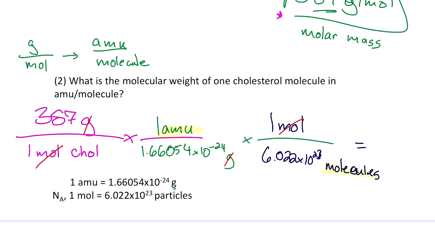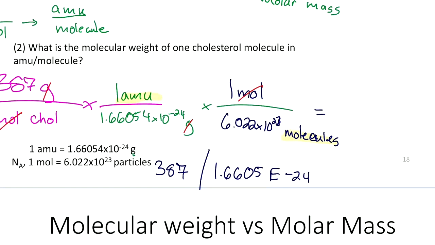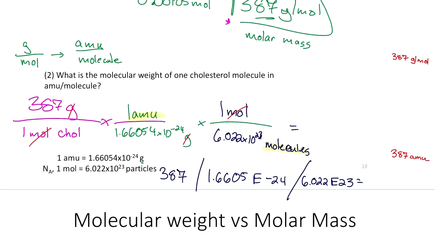Okay, so if you have your calculator out, put this in your calculator and see what answer you get. This is how I'll put it in my calculator: 387 divided by 1.6605 times 10 to the negative 24. For times 10, I'll just use the E button, so E, negative 24. And then I am dividing by that big number, 6.02 E 23. Putting that into your calculator, do you get the same number? Yes, you do.